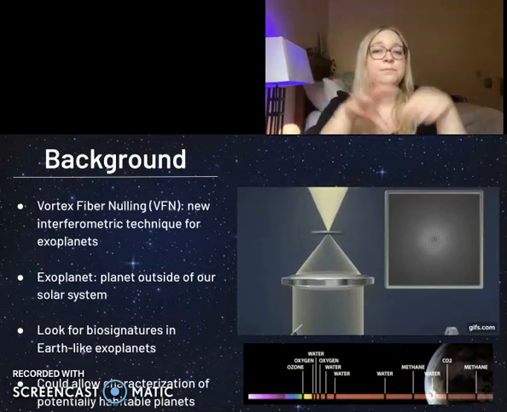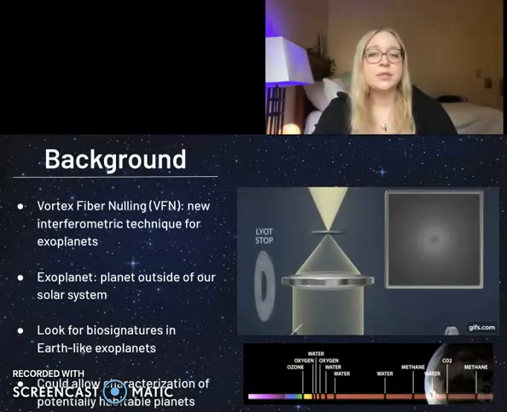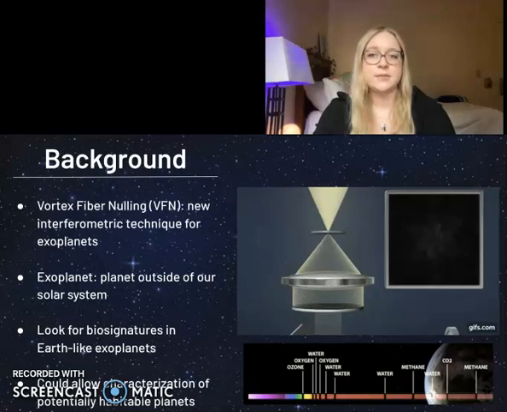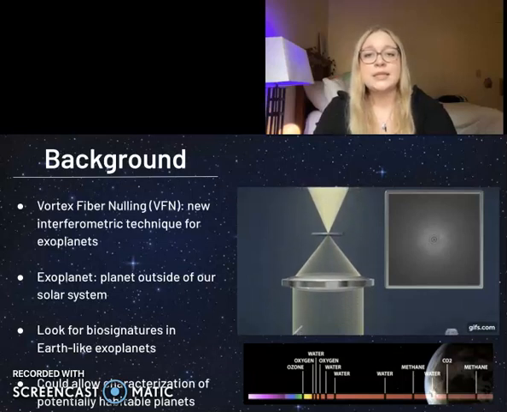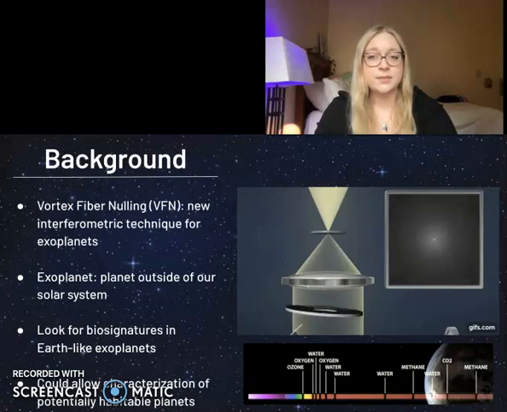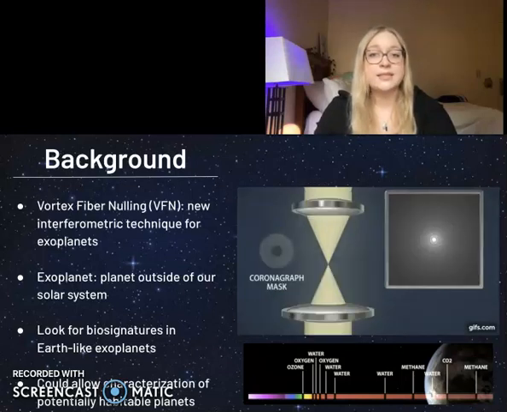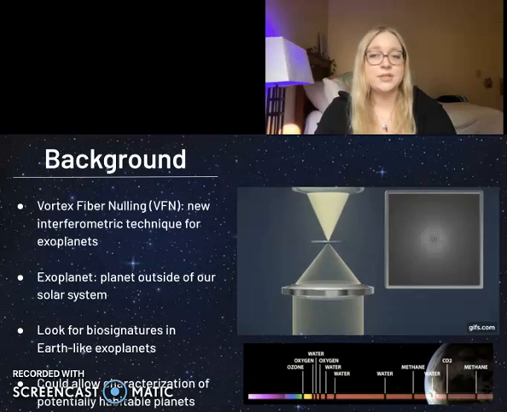And by using vortex fiber nulling, we can differentiate light from a host star and light coming from a planet orbiting it. To do this, we use something similar to conventional coronagraphic methods. The top right graphic shows how one of these conventional coronagraphs works. We can see that the coronagraph mask is placed within the beam of light that is coming from the star system. And once the mask is in place, a lot of that starlight is blocked, with the remaining light being focused to the outer edges.